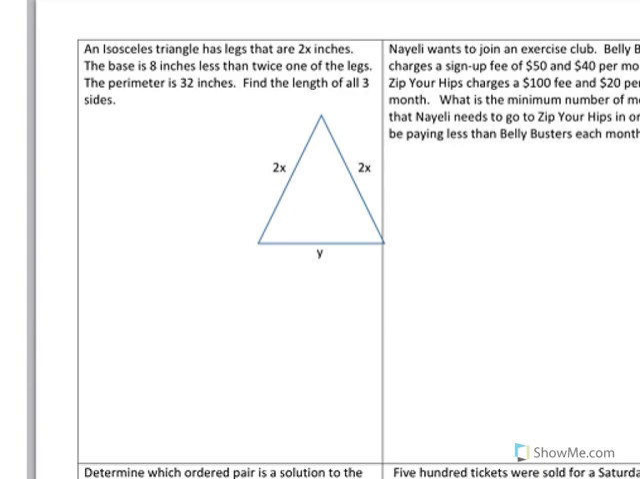The picture kind of has it drawn for us. And let's start with the perimeter. We can do an equation related to the perimeter. That should be easy. The perimeter means adding up all the sides. So 2x plus 2x plus y needs to equal 32.